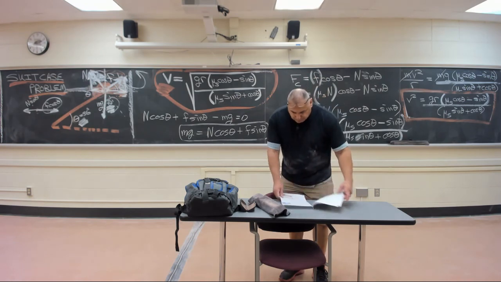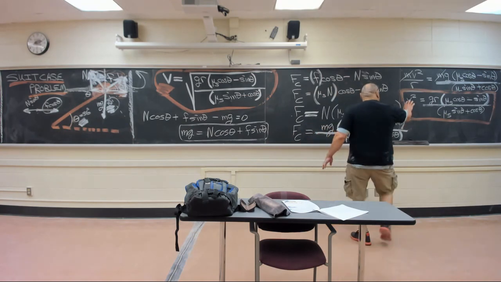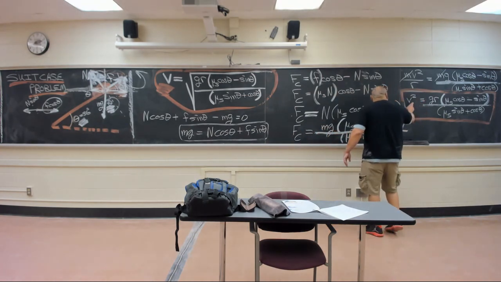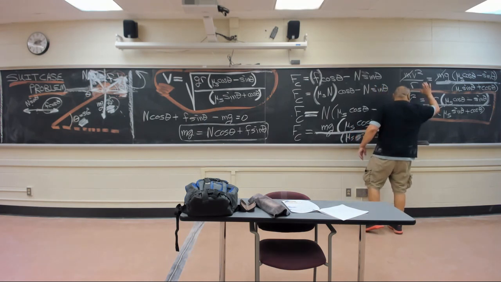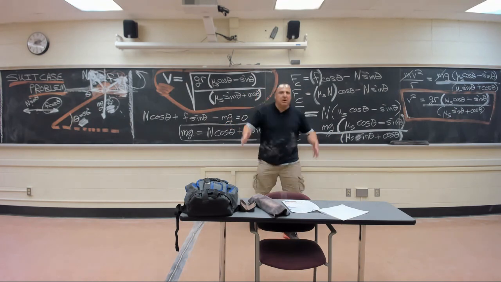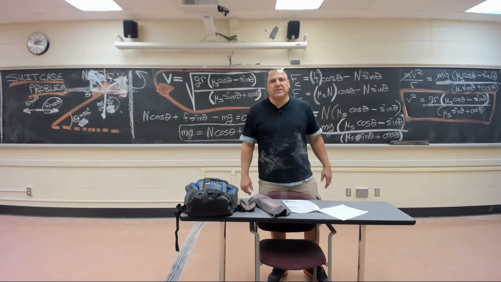Again, we square rooted both sides. The square root of v squared is v. Square root of all this is the square root of all that. You plug in all the values, you're going to get the same numbers I got earlier. So there's something there. Very neat stuff.